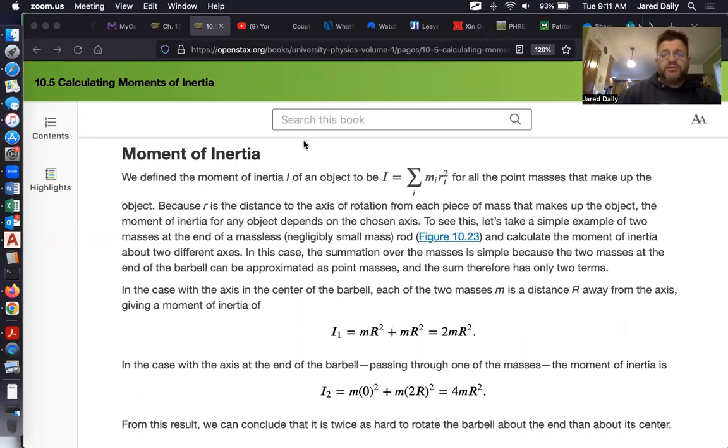And if you have multiple point masses that are all rotating around a single axis, then you can add those multiple point masses together, and you get each one of them times their distance squared from the axis of rotation, added together. So it kind of looks like this, I equals the sum of m_i r_i squared.